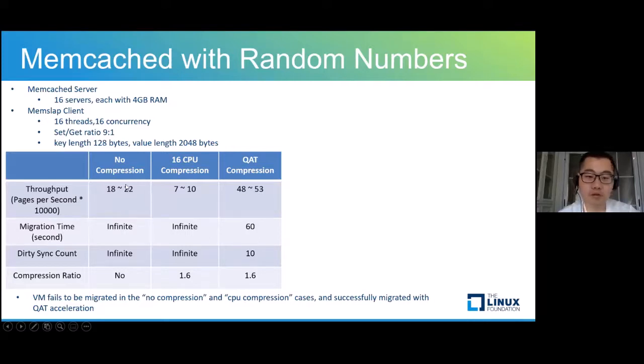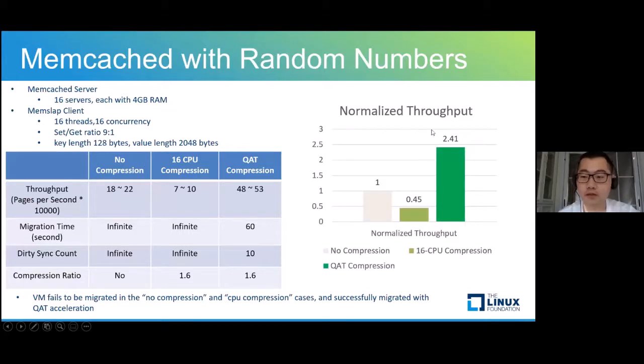But the QAT compression case still has an advantage over those two cases. It's more than two times faster for the migration throughput. And the migration time here, infinite means that the VM cannot be migrated. Like in the no compression case or the CPU compression case, the VM cannot be migrated. But with the QAT case, it takes around 60 seconds to successfully migrate the VM.